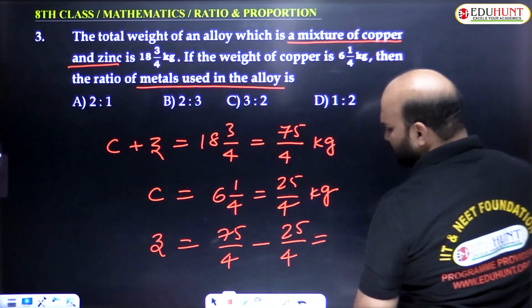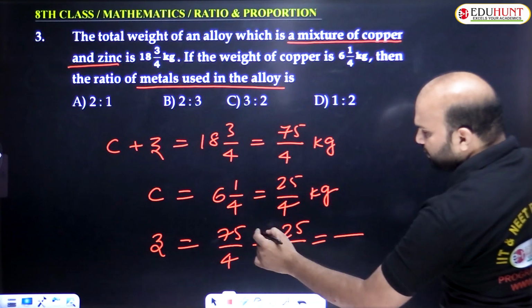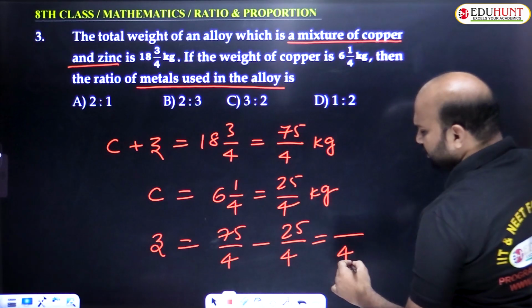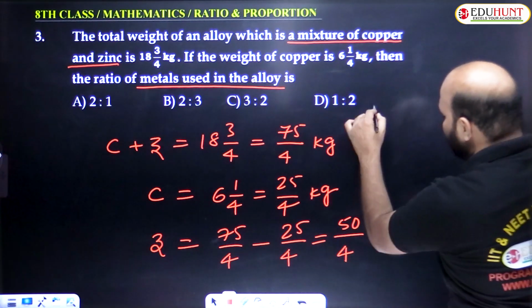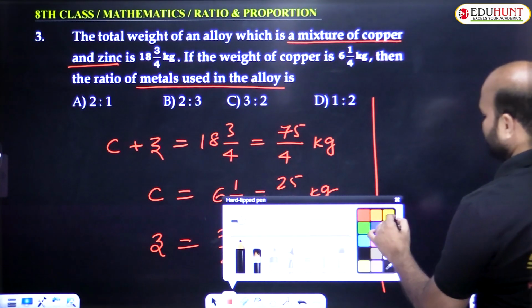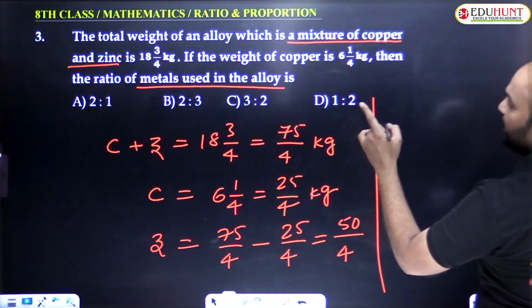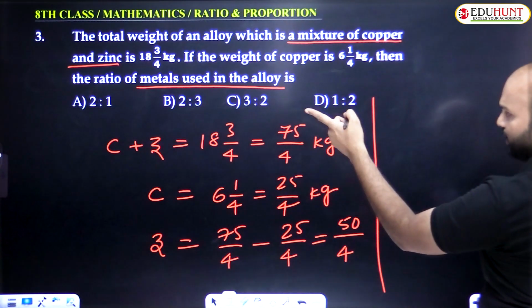That should be subtracted from total. You will get the zinc part. So 4 LCM, 75 minus 25, 50 by 4. But finally, what am I asking in that question? Metals used in the alloy. In what ratio are the metals used in the alloy?